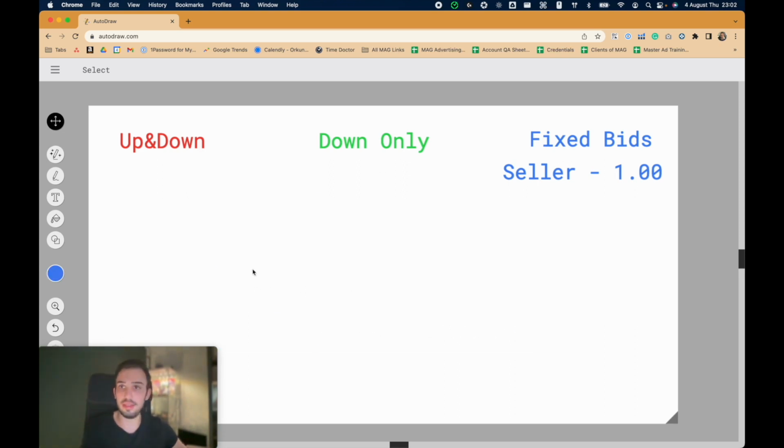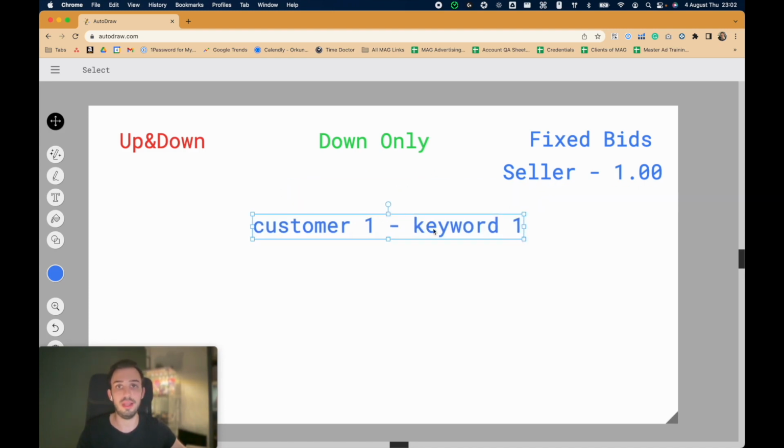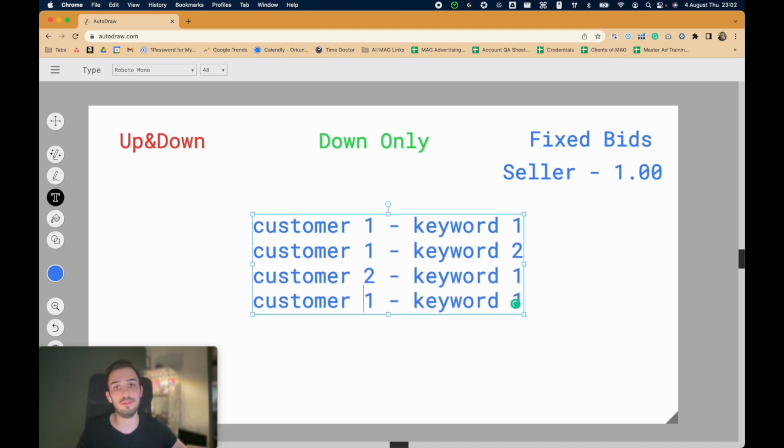So let's say that someone is searching for keyword 1, right? Customer 1 searched for keyword 1, and then customer 1 again searched for keyword 2, and then customer 2 searched for keyword 1, and customer 2 searched for keyword 3.